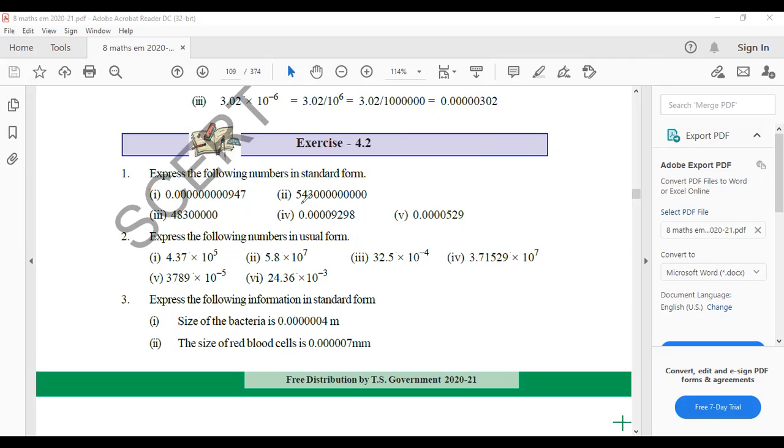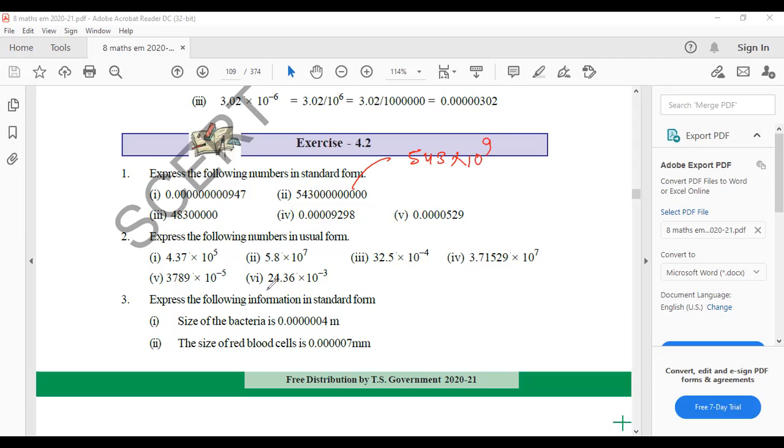Similarly, we should start working on this. This positive direction means that when the point comes, take all the counts. If it is without a point, you just leave the number and only count the zeros. How many zeros are there? 3, 3, 3. That is 9 digits. So you can write directly 543 into 10 power 9.